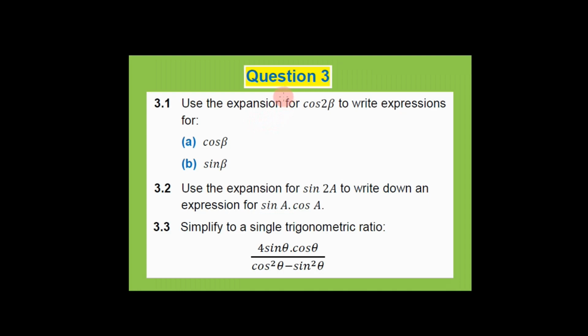Let's look at your answers to question 3. In 3.1 it says, use the expansion for cos 2 beta to write expressions for, firstly, the cos of beta, and secondly, the sine of beta. So let's have a look at this.